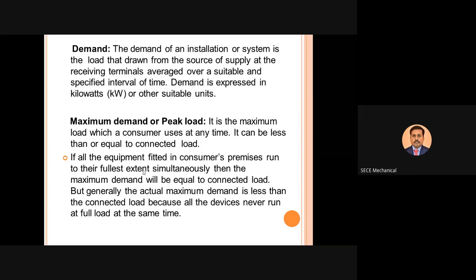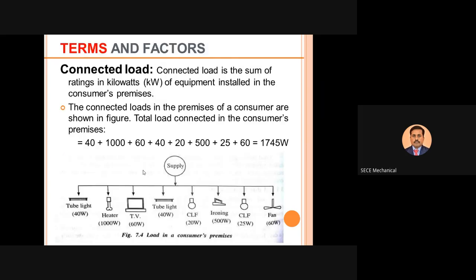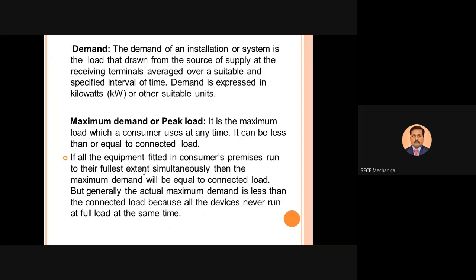So what is meant by demand? Demand is nothing but, if you know the connected load, you are able to express the demand, because each consumer uses some amount of energy. If you add all the consumers' energy, you can tell what the demand will be. The demand of an installation or a system is the load drawn from the source of supply at the receiving terminal, averaged over a suitable and specified interval of time.